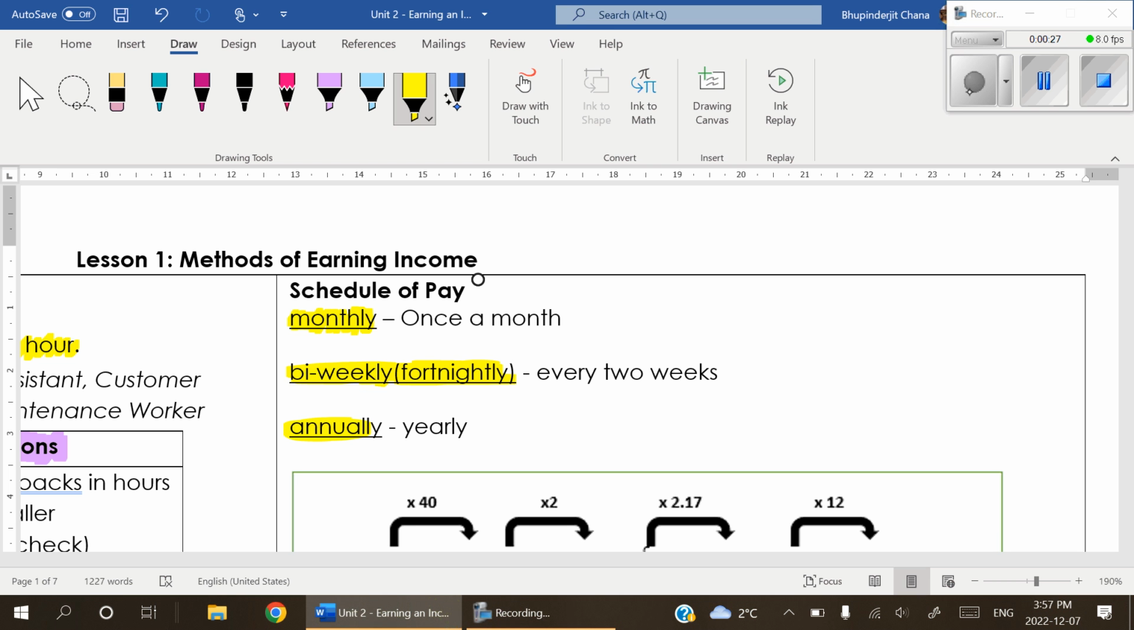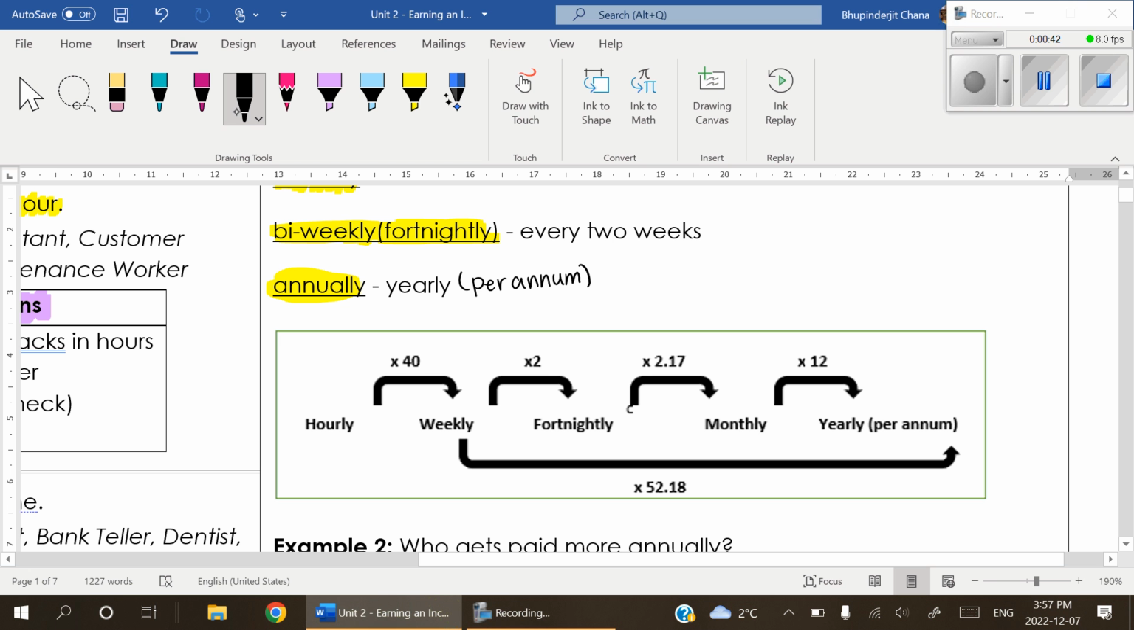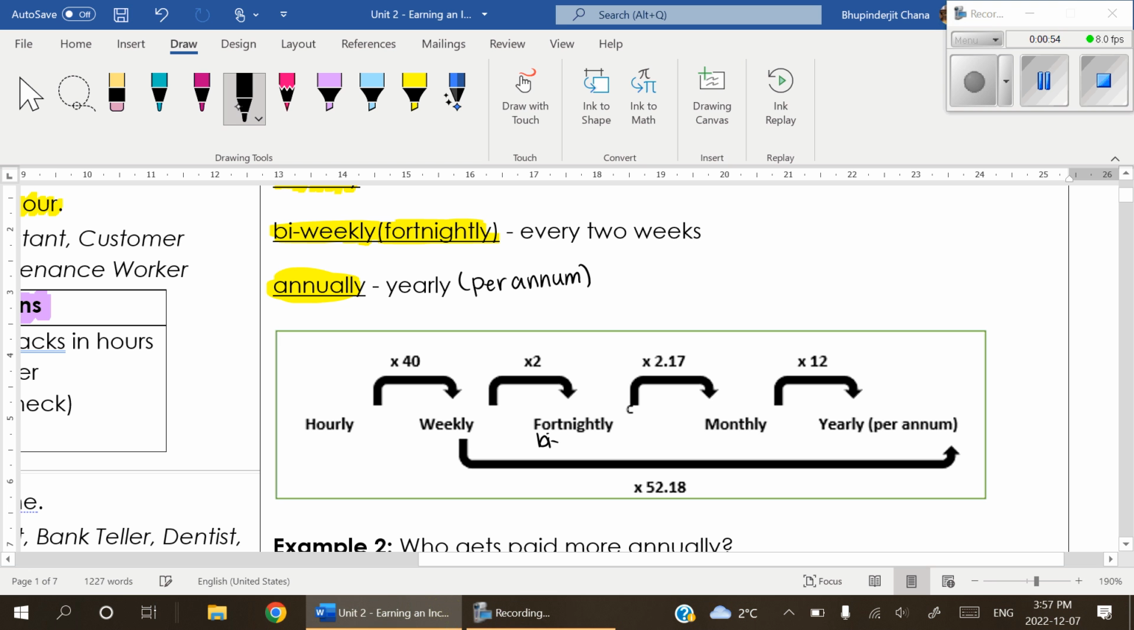And lastly, we have annually, which means yearly, or sometimes they'll call it per annum. Down here, we have this flow chart to show you what the conversion is to go from hourly, weekly, fortnightly, which is also bi-weekly. You can write that in there.